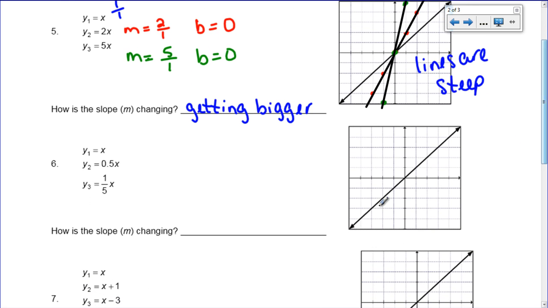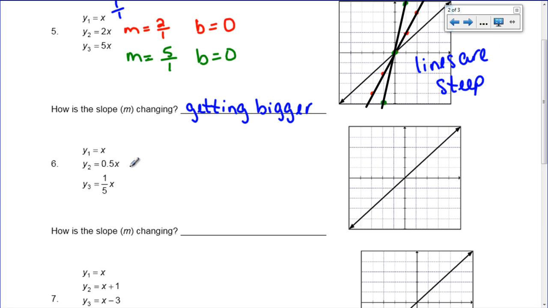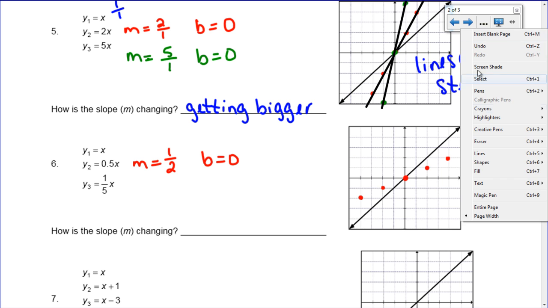So number 6 here, we're going to do the same thing. We're going to graph these lines and then compare them. So I have y equals x already graphed. And so my next one is y equals 0.5x. Well, 0.5x is the same thing as 1/2 x. So my slope is 1/2. We want to use the fraction so we have a rise over a run. And my y-intercept is still 0. So we're going to graph that. We're going to go up 1 and over 2. We need to go backwards, down 1, left 2. And then we're going to connect them and make a line.